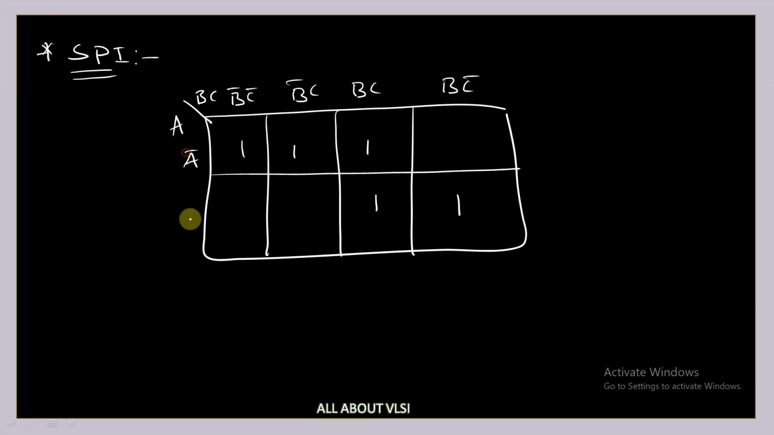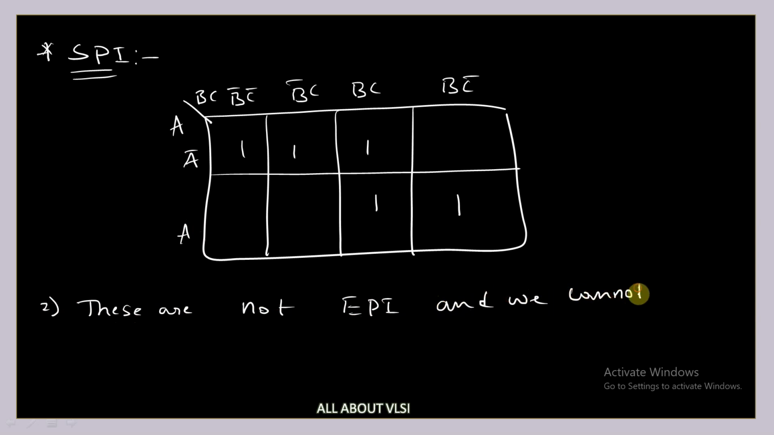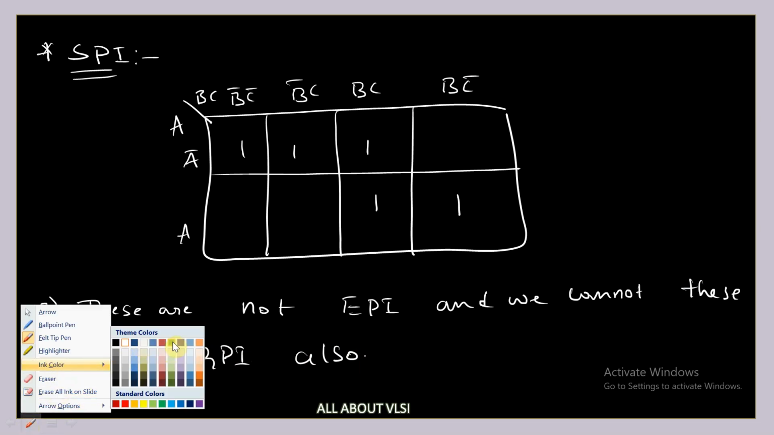Yes. Now let us talk about SPI. Let us see one example. Basically, these are not EPIs, and we cannot say these are RPIs also. Basically, SPIs are those where we cannot say they are EPIs, and we cannot say they are RPIs either. Now let us try to group this.